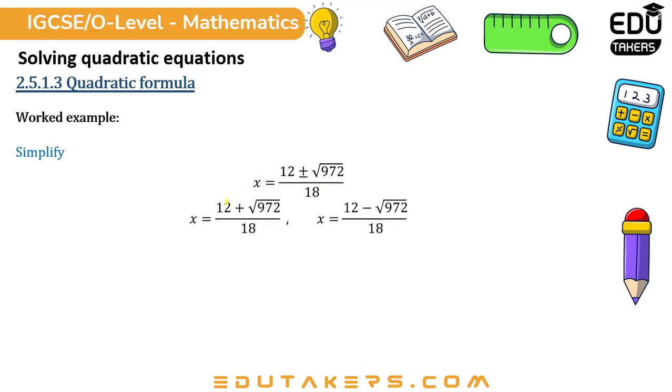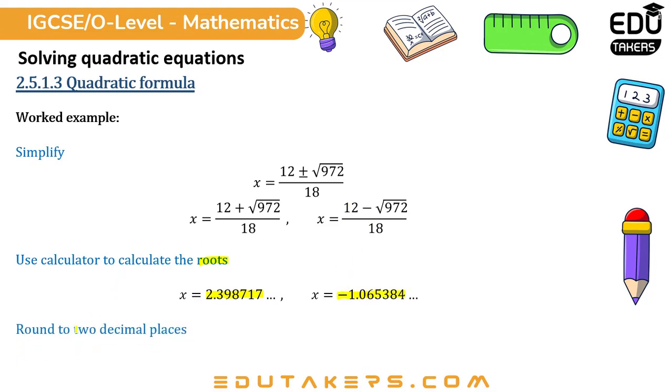So we will write it by using the plus sign and then by using the negative sign. Use a calculator to calculate the roots. The result is 2.398717 and so on, and it is minus 1.065384. Round to 2 decimal places. It is stated in the question. So x = 2.40 and x = −1.07.